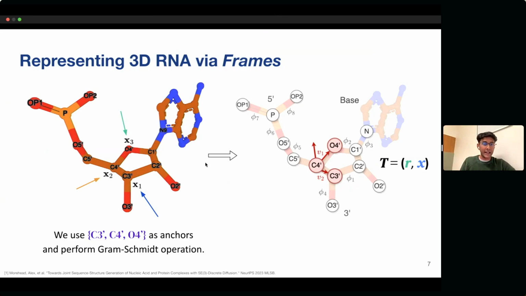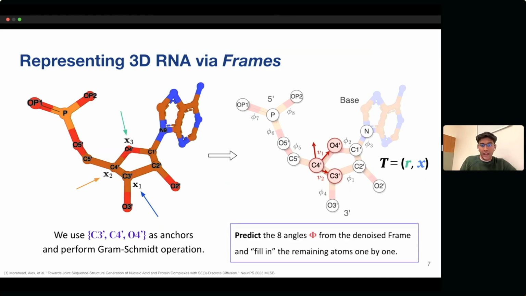We essentially take these three anchor atoms, C4 prime, C3 prime, O4 prime, and we perform the Gram-Schmidt operation to get this frame T, which encapsulates this rotation and relative rotation and absolute position in 3D space. And of course, you might be wondering, hey, there's 10 other atoms you might be forgetting about. How do we get that back? So for us, we autoregressively place them in. We fill them in one by one using these final output frames after the model has done its thing.